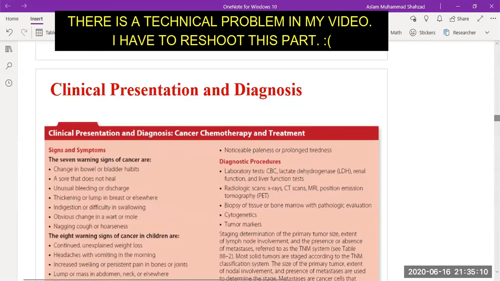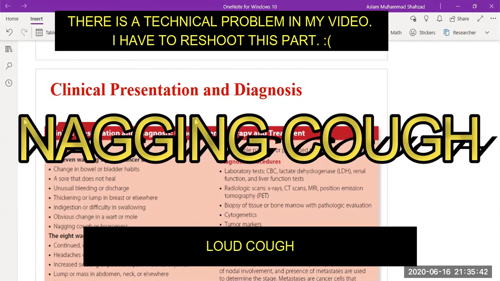When we talk about the clinical presentation and diagnosis, we need to understand the 7 warning signs of cancer, which consist of a change in bowel habit, unusual bleeding or sudden bleeding, a sore that does not heal, thickening or lump in the breast or somewhere else, indigestion or difficulty in swallowing, an obvious change in a wart or mole, or a nagging cough or hoarseness. So these are the common 7 signs of cancer.